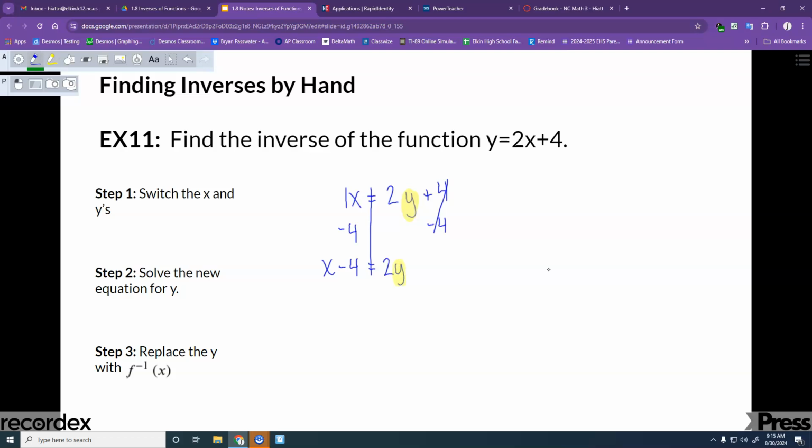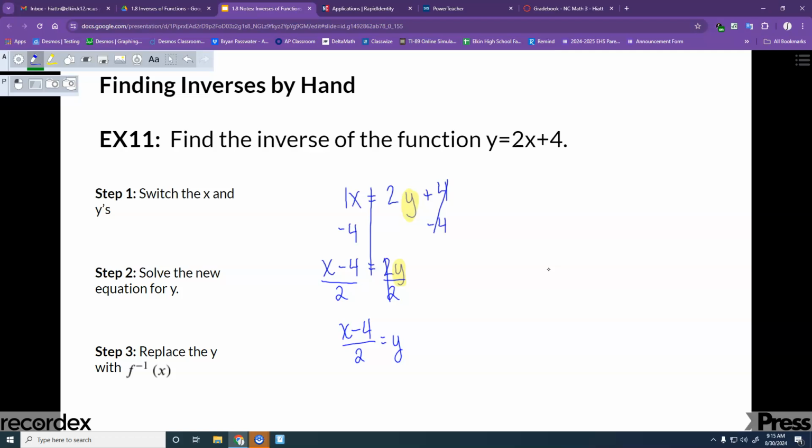Okay? Now, I'm trying to get that y by itself. What do I need to do to get rid of that 2? Divide. So I'm going to divide by 2. It will cancel here. It will cancel here. Can I do x minus 4 divided by 2? Not really, right? Like, I can't really do anything with that. So I'm just going to write it. x minus 4 all divided by 2 equals y.